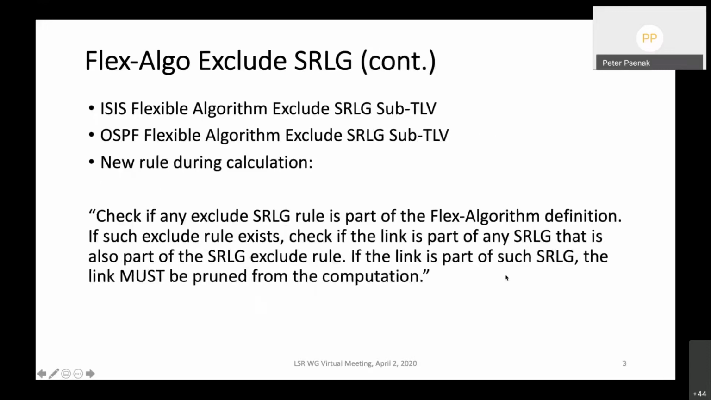So what we added from the protocol encoding: we added the ISIS and OSPF FAD exclude SRLG sub-TLV. During the calculation, we apply a rule where we check if any exclude SRLG rule is part of the FAD for the algo, and if the rule exists, we check whether the link is part of the same SRLG or any of the ones listed, and then we exclude the link from the calculation. So it's very similar to what we do with the affinities.